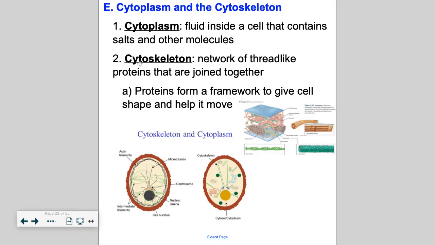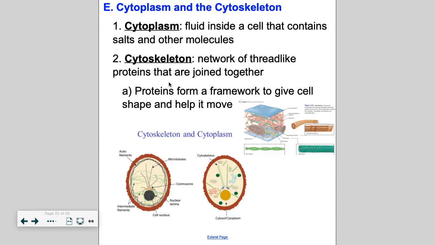And within that cytoplasm, you may find a cytoskeleton. Cyto means cell, so cell, plasm, like plasma, cell, skeleton. Well, what does a skeleton do for us? It's like a framework. It keeps us in our human shape. If we didn't have a skeleton, we would just be blobs rolling around on the floor. So the cytoskeleton, or a cell skeleton, is a network of proteins that join together and give the cell shape, and it can also help them move.